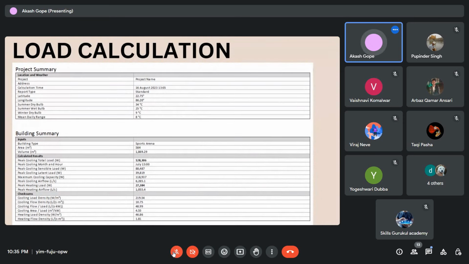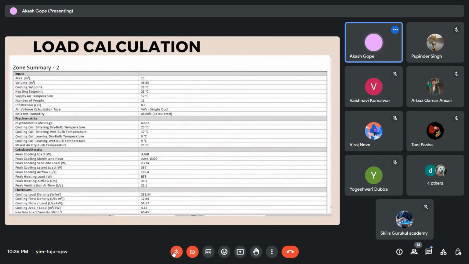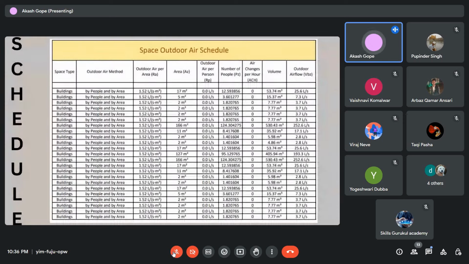Here you can see the load calculation I did with the help of Revit. I also used my location for this. All the data is according to my location only: Jamshedpur, Jharkhand. I entered the location and all the calculations are given. Totally all the areas and calculation results, zone 1, zone 2. Here is the schedule for outdoor air.